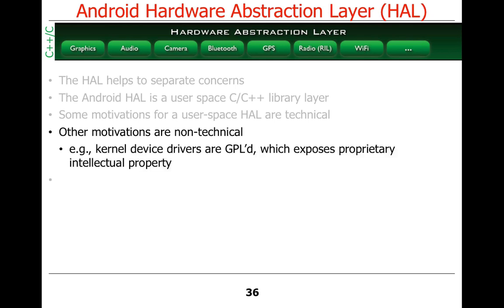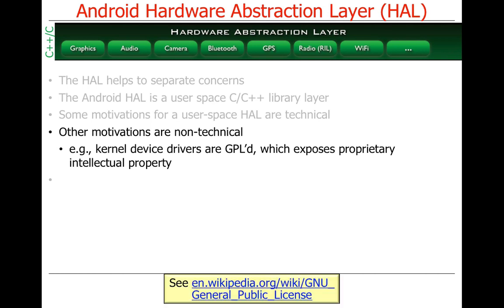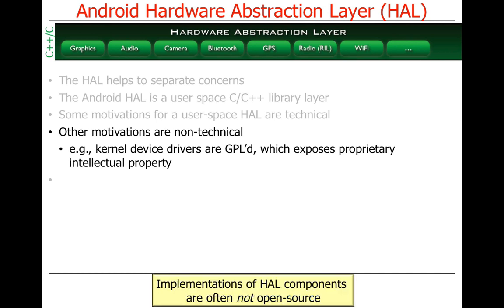Other motivations are non-technical, as I talked about before. Kernel device drivers are covered by the GNU Public License, which requires you to expose proprietary intellectual property. You can take a look here at the license if you want to learn more about it. Not everybody's willing to do that. In fact, major people selling Android don't want to give away all their secrets because their competitors will steal it and use it for something else. So most implementations of the HAL components are actually not available in open source form. So there are technical and non-technical reasons for doing that.